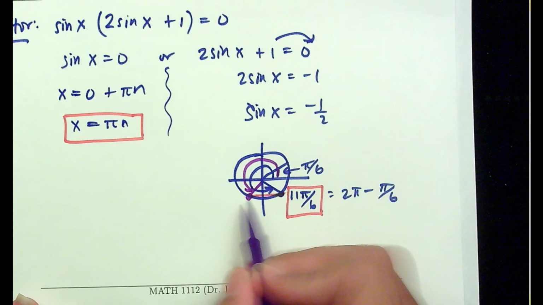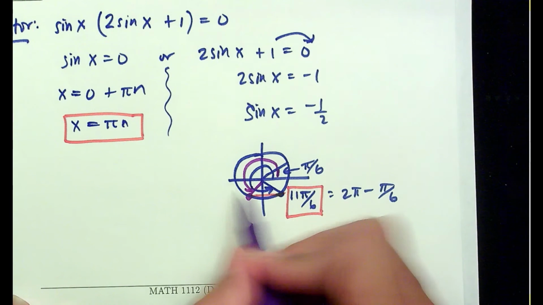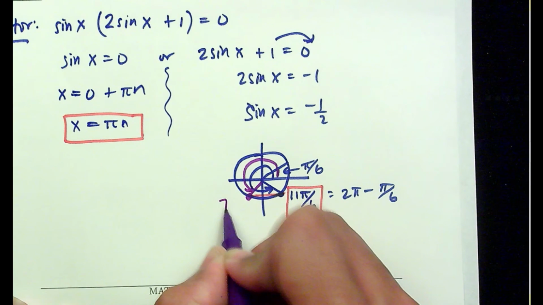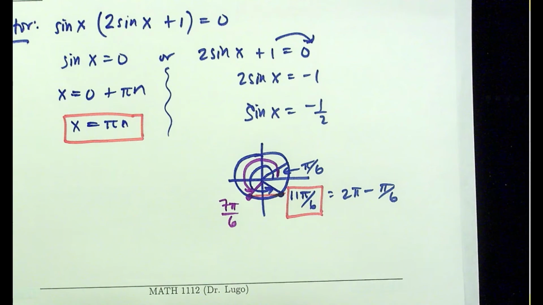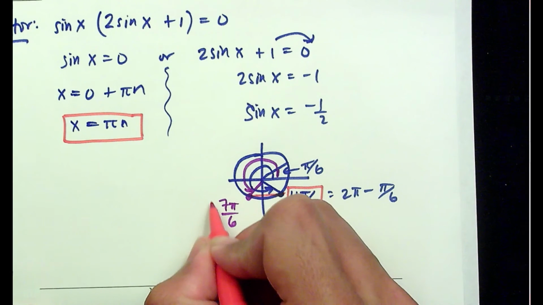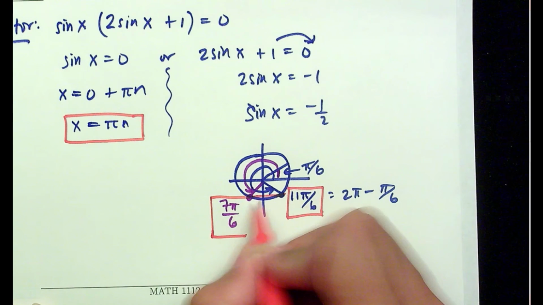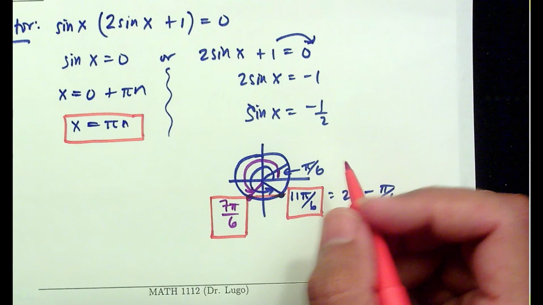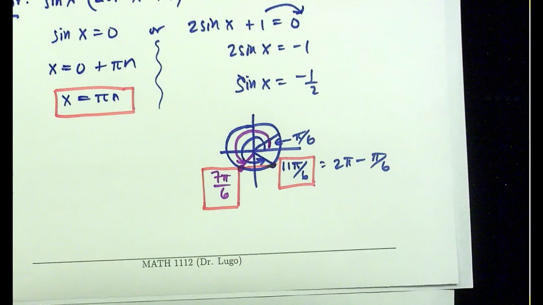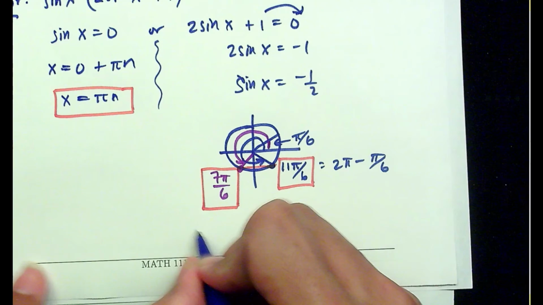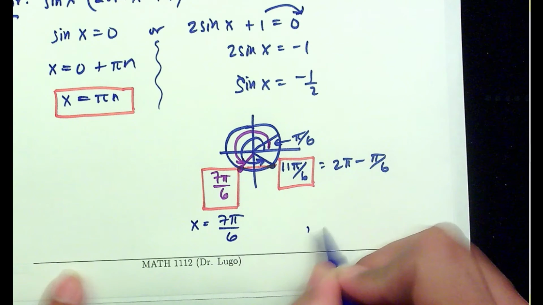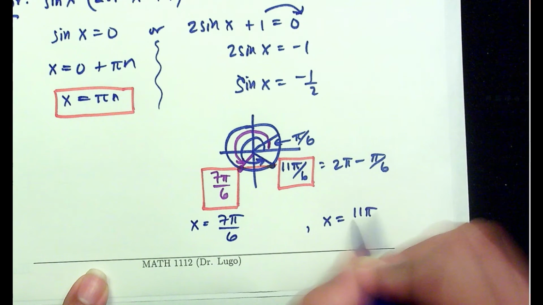That angle, what is that one? So that would be pi plus pi over 6, which is 7 pi over 6. So that's the other angle that has the same y coordinate, or in other words, the same value of sine. So then we would get that these are two solutions: x equals 7 pi over 6 or x equals 11 pi over 6.